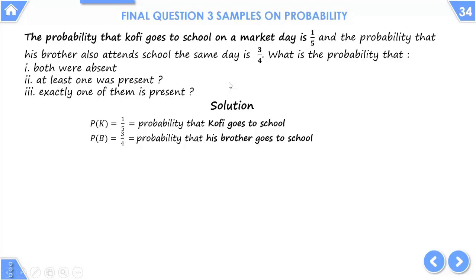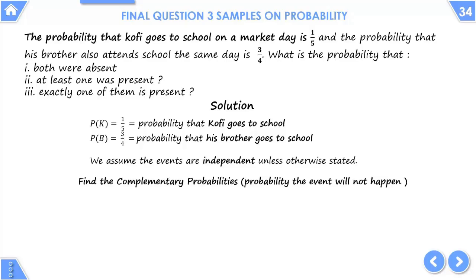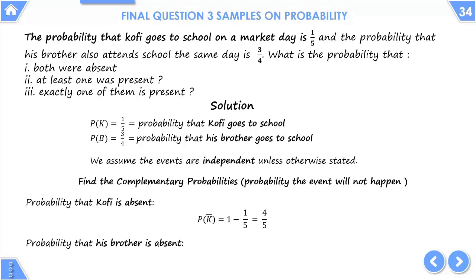So probability of Kofi going to school is 1 out of 5, of his brother going to school is 3 out of 4. So we assume the events are independent unless stated otherwise. So you have independent events, they can happen on the same day. So we find the complement of the probabilities because we are asked to find both were absent. So we are going to find the complement of each. So probability that Kofi is absent is 1 minus 1 out of 5. We have 4 out of 5. And probability that his brother is also absent is 1 minus 3 out of 4, which is equal to 1 out of 4.